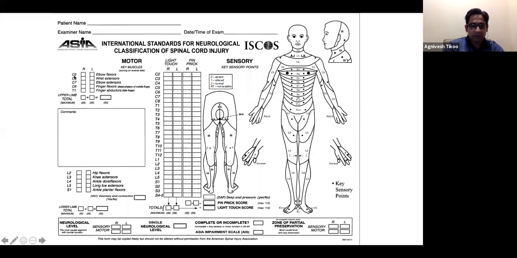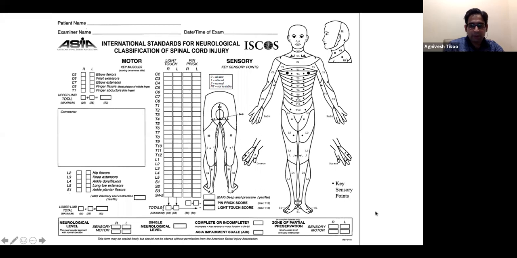You will get the innervation of C5, C6, C7, C8, T1. You will get sensation, light touch and pinprick. Why do we do pinprick and light touch? Because pinprick represents the lateral part of the cord and light touch represents the posterior part of the cord. So all of this is given in this one chart. So for neurological examination, you should always and always refer to this ASIA chart.